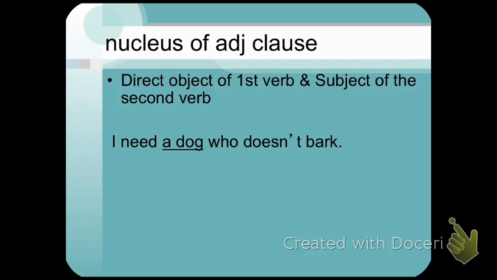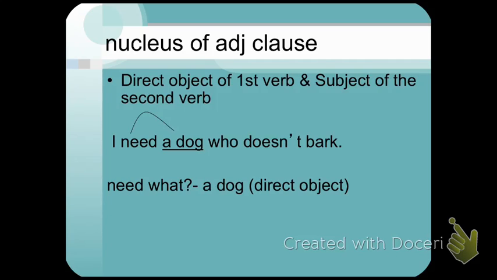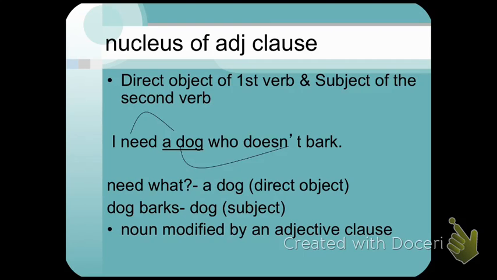So, I need a dog who doesn't bark. The verb is need. So you need what? Dog. Need a dog. So the dog is a direct object of the verb need. But that second verb is bark. Who barks? Dog. The dog barks. So the dog is the subject of the verb barks. So the dog all at once is the direct object of need and the subject of bark. It's 2 in 1. Right? It's the antecedent, right? But you can also see it's the nucleus of the who doesn't bark, right? The nucleus of the adjective clause. So it's the noun that's modified by the adjective clause.